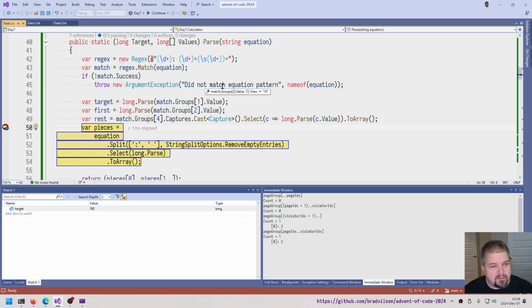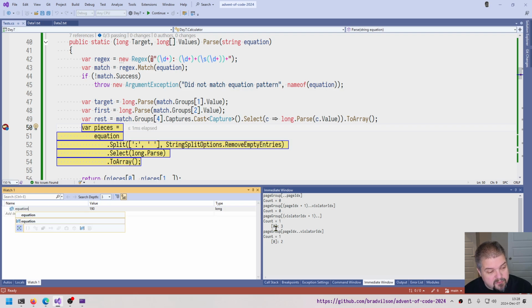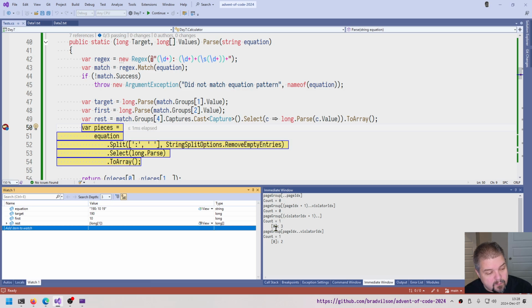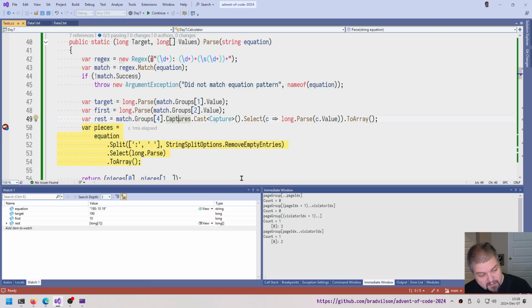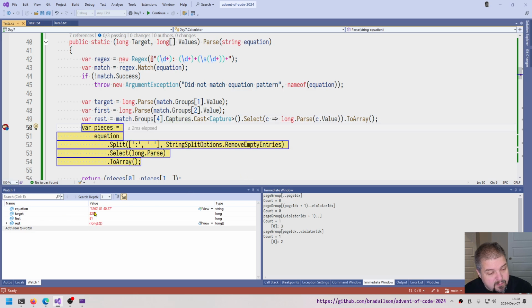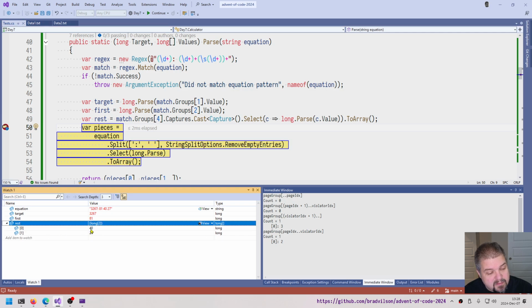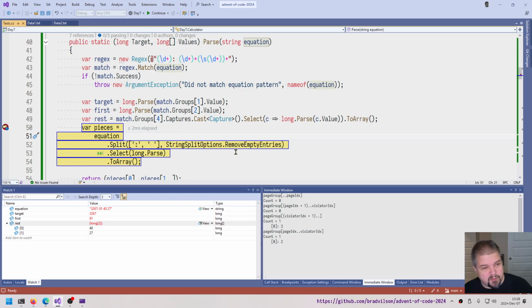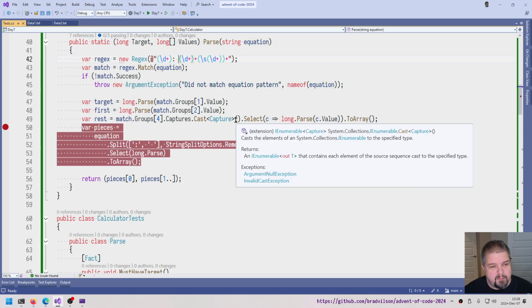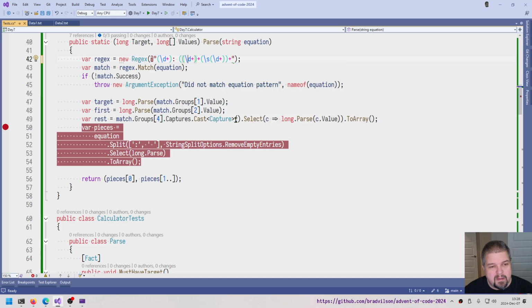Okay, so let's go look at our equation. Our equation is same thing. Let's do equation, target, first, rest. Okay, so that's okay. So here we have 3267 as the target, first, and the rest is this. I'm not super fond of this first and rest thing, but I think if I put capture around, I don't know if I could do that. No, I don't think I can do that.